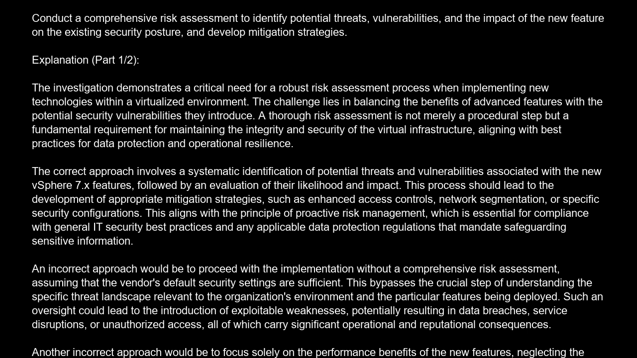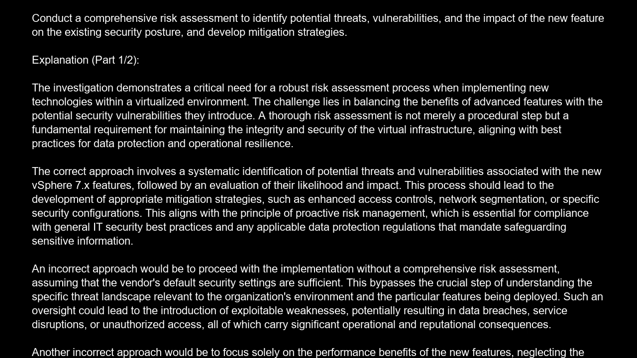Explanation. The investigation demonstrates a critical need for a robust risk assessment process when implementing new technologies within a virtualized environment. The challenge lies in balancing the benefits of advanced features with the potential security vulnerabilities they introduce. A thorough risk assessment is not merely a procedural step, but a fundamental requirement for maintaining the integrity and security of the virtual infrastructure, aligning with best practices for data protection and operational resilience.